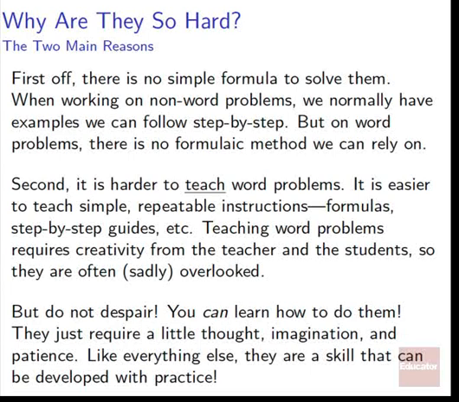Just because they are a little bit harder and you don't usually get as much learning about them doesn't mean you can't get great at them. You can get great at doing word problems. It's just going to take some thought, some imagination, and patience. Like everything else, it's a skill that you can practice. You just need to practice this skill.